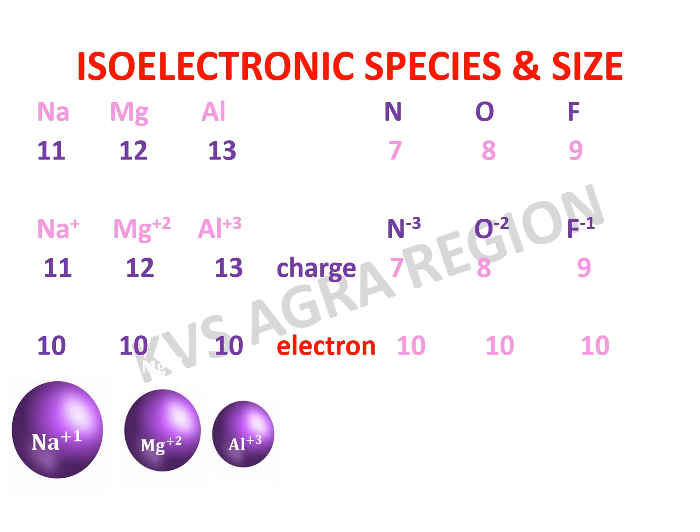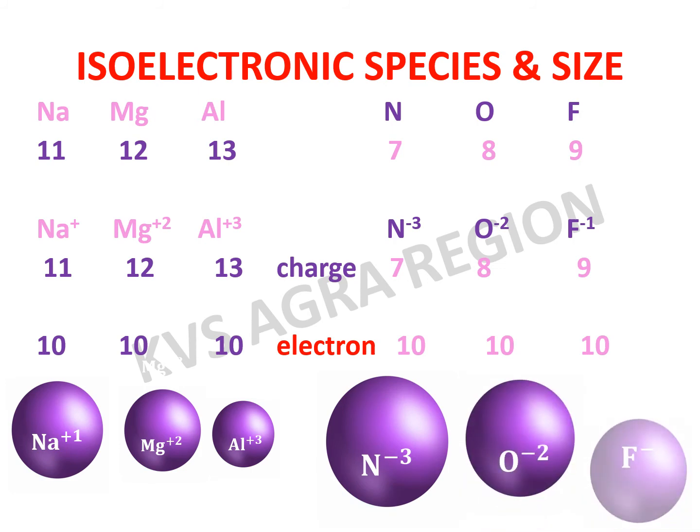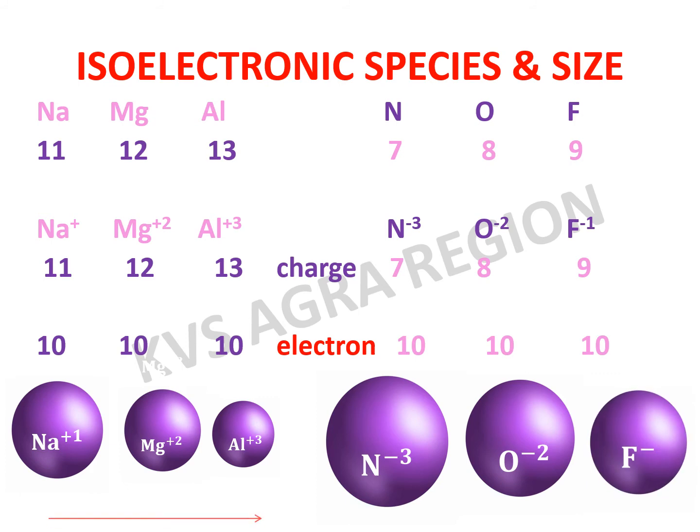Sodium ion, magnesium ion, aluminium ion, nitrogen ion, oxygen ion, fluoride ion. From left to right in these cations, we see that sodium ion is larger in size as compared to the other two ions, and aluminium is the smallest in size because it has more positive charge. In case of these anions, we can see that nitrogen ion is bigger in size, and fluoride ion is the smallest.